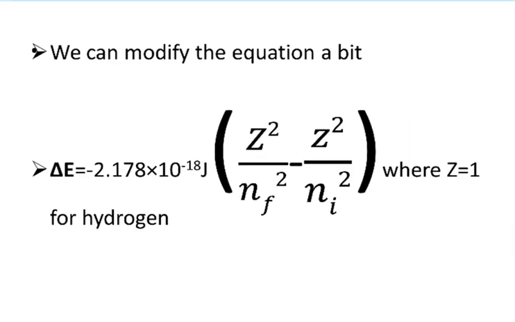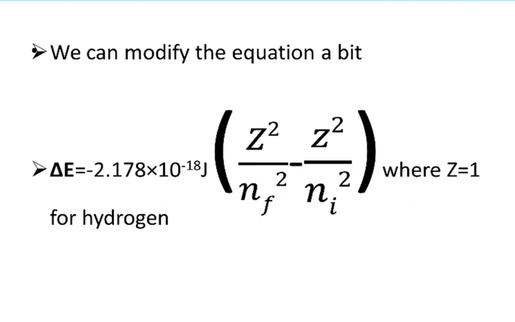Now we can modify the previous equation, by saying if an electron makes a shift from one energy level, say n initial, and goes into energy level final, which is nf, then the energy change of that electron, or the energy it emits or absorbs, is given by this equation, which makes things easier.